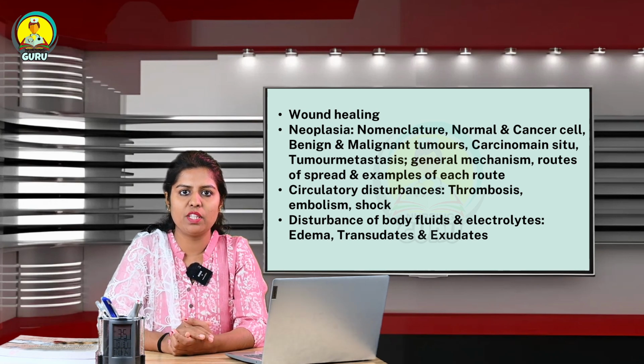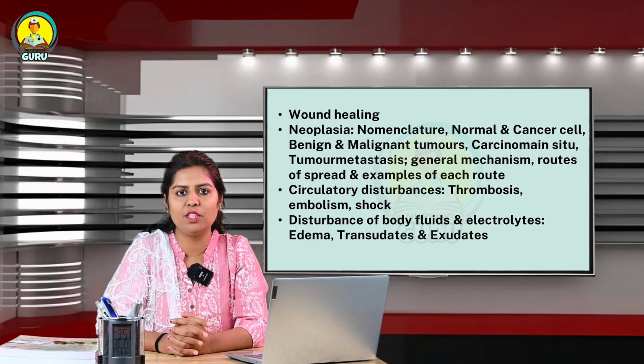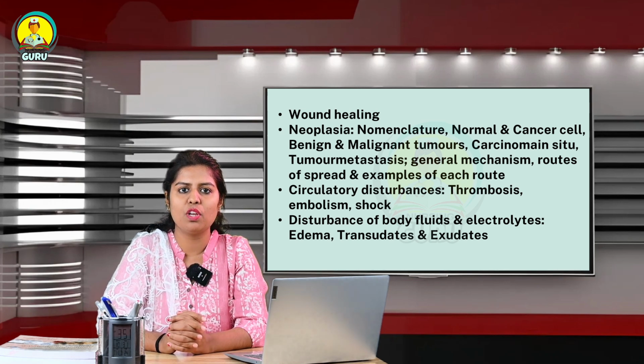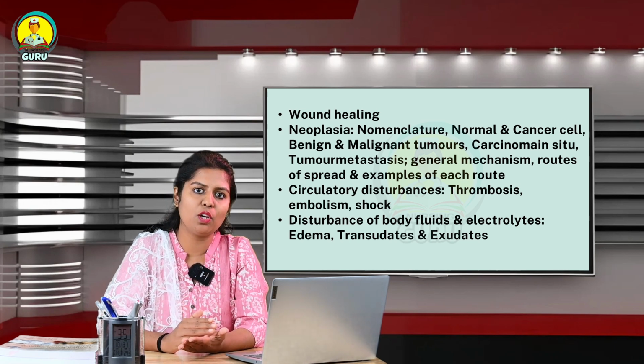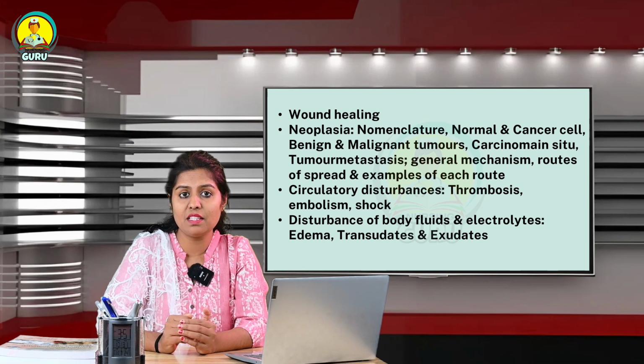Next, neoplasia. Nomenclature, normal and cancer cell, benign and malignant tumors, carcinoma in situ, tumor metastasis, general mechanism, routes of spread and example of each route. So how will the cancerous cell spread, whether it is benign or metastasis. These all things we will discuss under this unit.